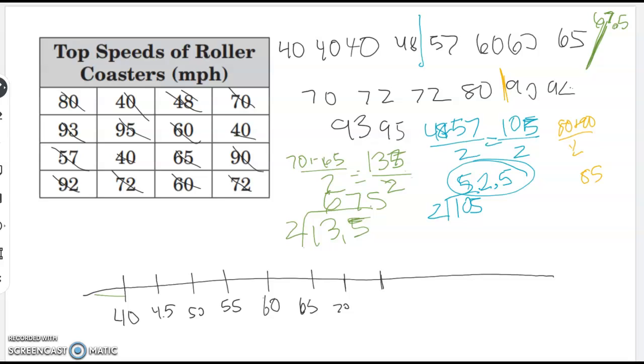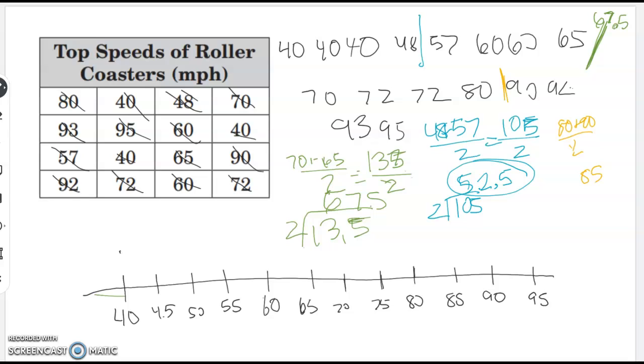70, 75, 80, 85, 90. I have to go up to 95. All right, so I've created my line down here at the bottom, and so I'm going to go ahead and start plotting in my points.